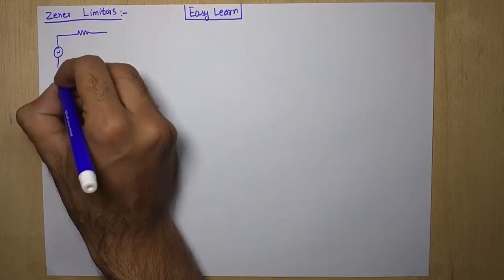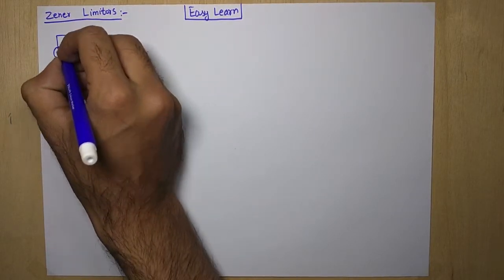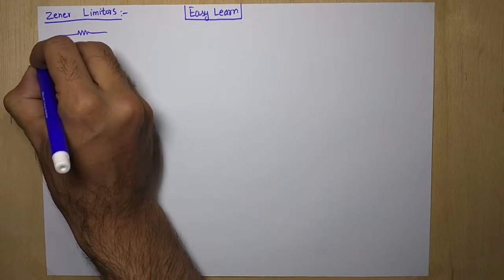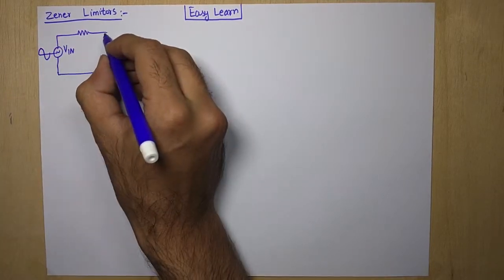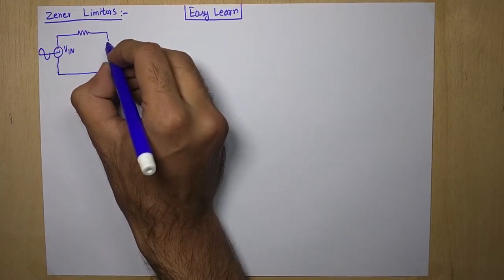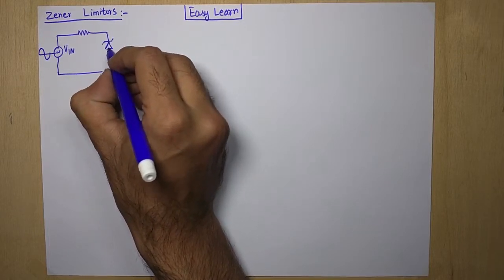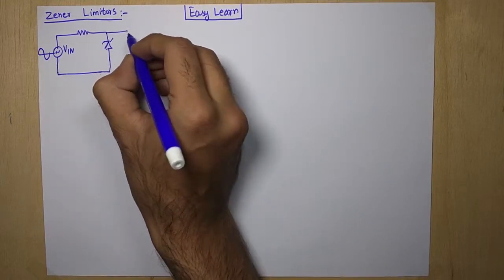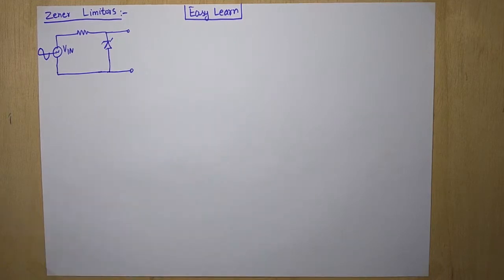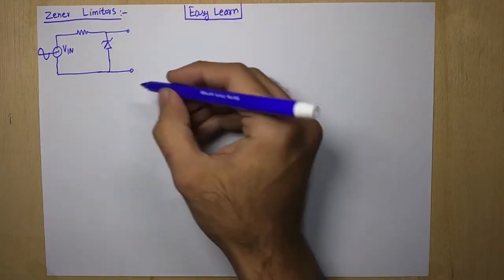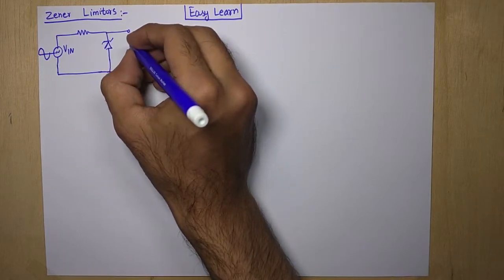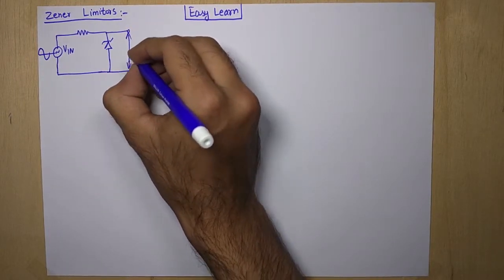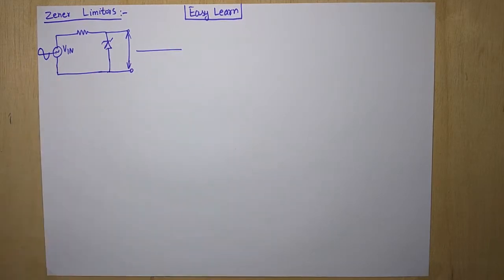For example, this is a Zener diode. Oh, sorry, this is a V input, for example an AC input, and here we have a Zener diode as usual. We receive our output voltage in parallel with the Zener diode. For example, this is our V output, and the graph of the output voltage will be here.